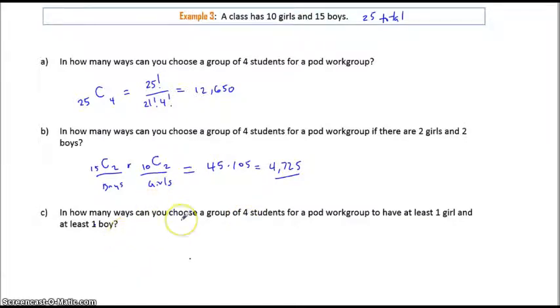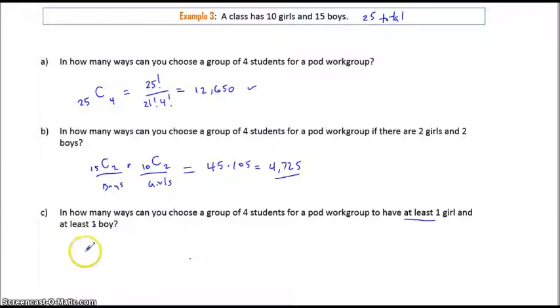This last problem is going to use a couple of our counting principles. In how many ways can you choose a group of 4 students for a pod work group to have at least 1 girl and at least 1 boy? Remember, when we see the words at least, we want to think about the complement principle. So the way I'm going to approach this is find the number of groups that have all girls, find the number of groups that have all boys, and then take them away from the total up here.